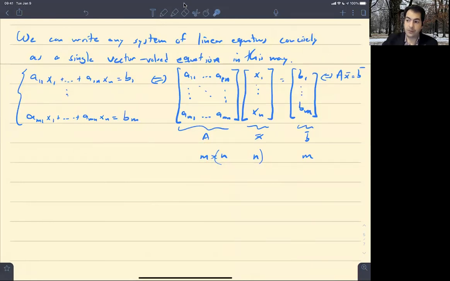Okay, so everything comes back to systems of linear equations. Matrix vector multiplication lets us write a linear system of equations as a single equation. It's a single linear equation, except that now our coefficient is the coefficient matrix.